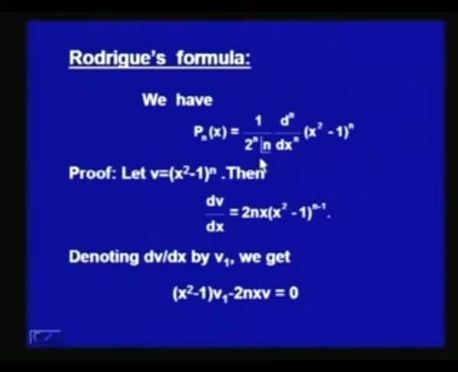So, in order to prove this, let us assume that v is equal to (x squared minus 1) to the power n. When we differentiate it with respect to x, we find that dv over dx is 2nx into (x squared minus 1) to the power n minus 1. Now, let us multiply both sides of this equation by x squared minus 1. We shall have (x squared minus 1) v1 minus 2nx v equal to 0, if we denote dv over dx by v1. Now, we differentiate this equation n plus 1 times by Leibniz theorem.